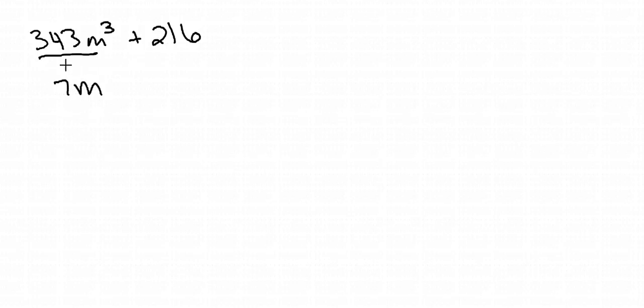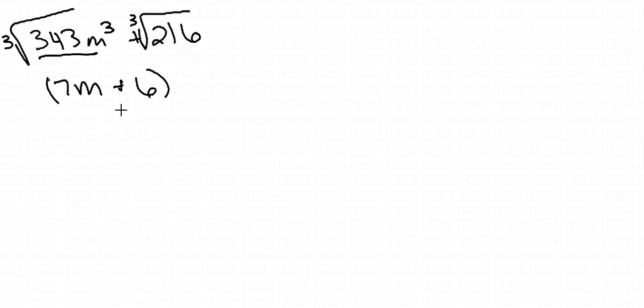343m cubed plus 216. Okay, so this is the sum of two cubes. This is a perfect cube. That would be 7m. In order to get that, I just take the cube root of this thing. And then this is a perfect cube. If I take the cube root of that thing, that's going to be 6.